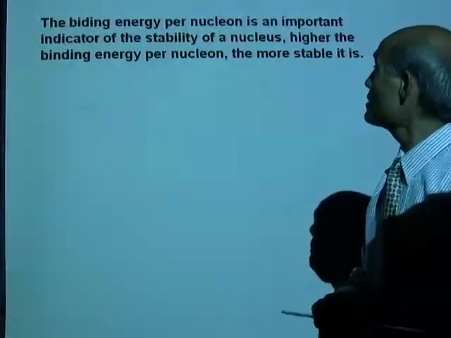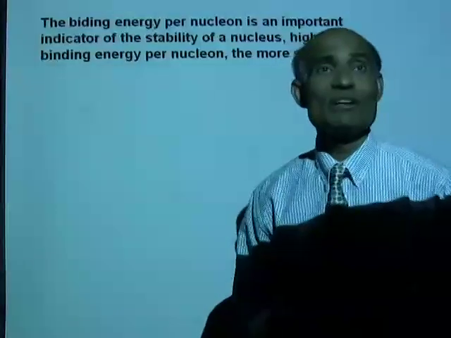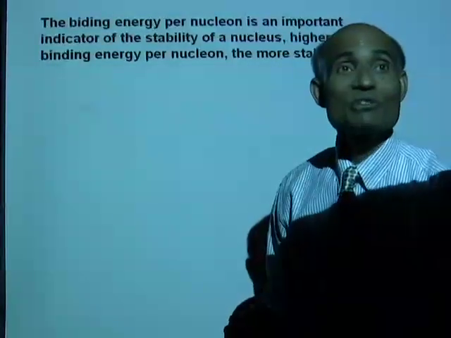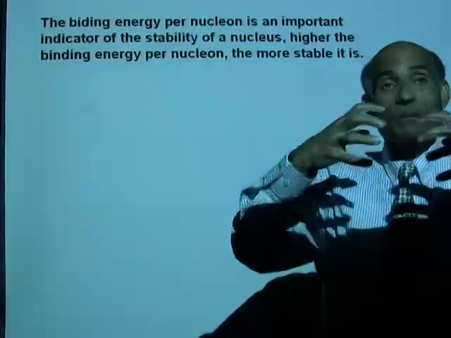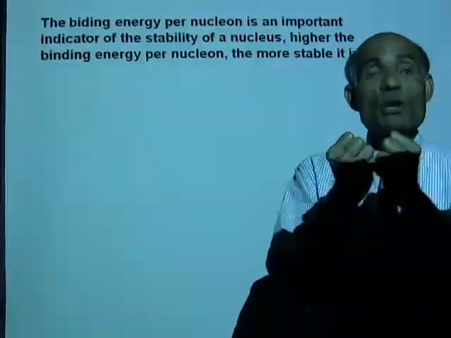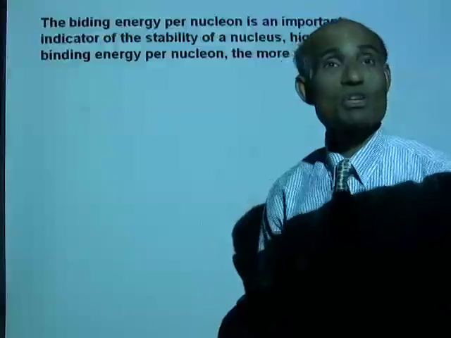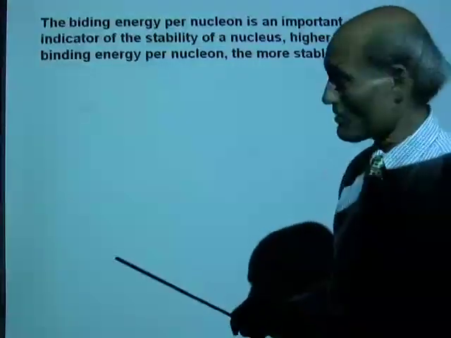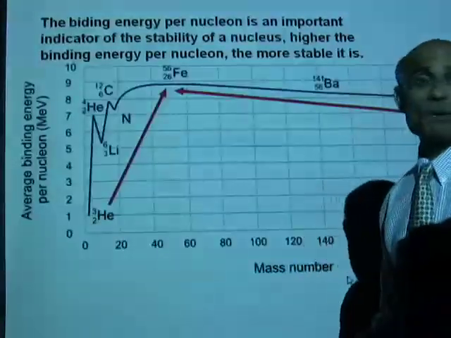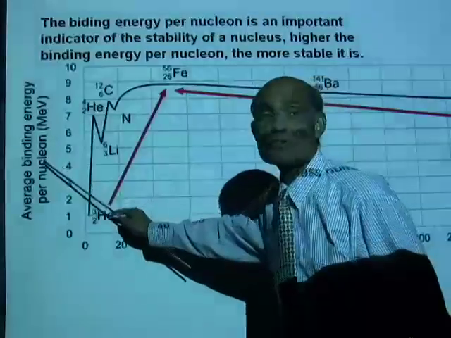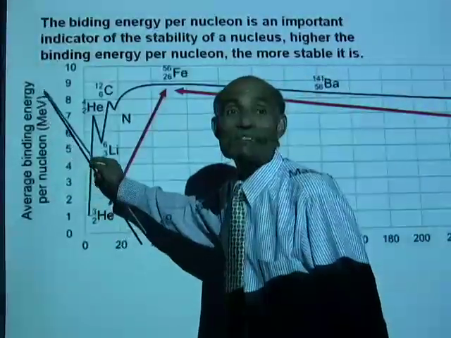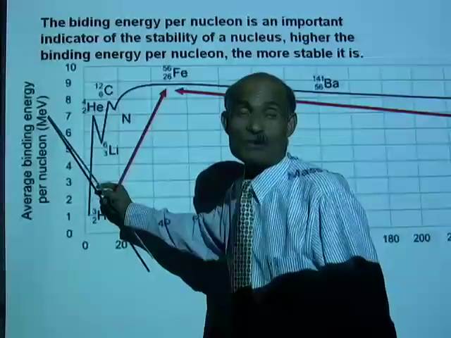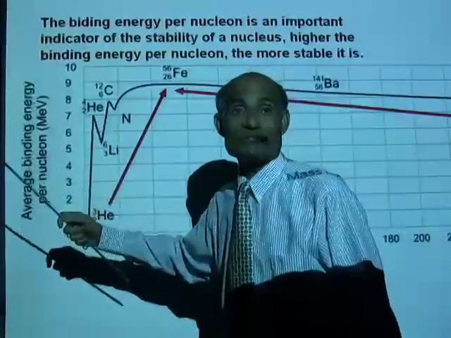Now, the binding energy per nucleon is an important indicator of the stability of the nucleus. The higher the binding energy per nucleon, the more stable that particular nucleus is. Now here I have a picture of binding energy per nucleon, and binding energy is given in millions of electron volts. Now you must get used to electron volt.